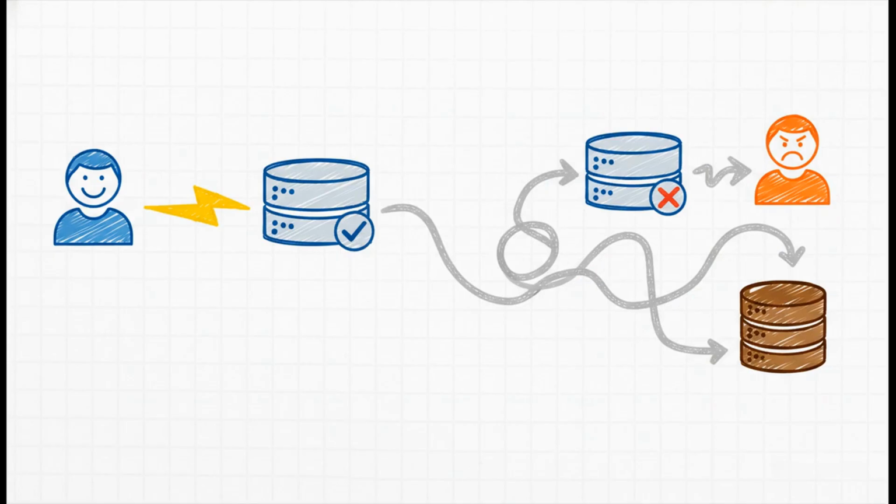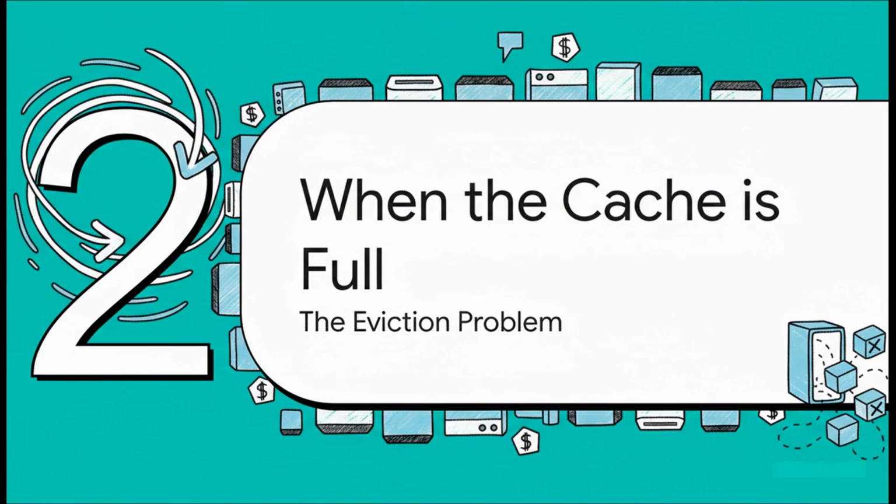So really, it all just boils down to this. A cache hit is awesome. It means a super fast response. A cache miss is slow. It means a long trip to the database. The entire game for system designers is to maximize the number of hits and minimize the misses. It's that simple and, well, also that complex.